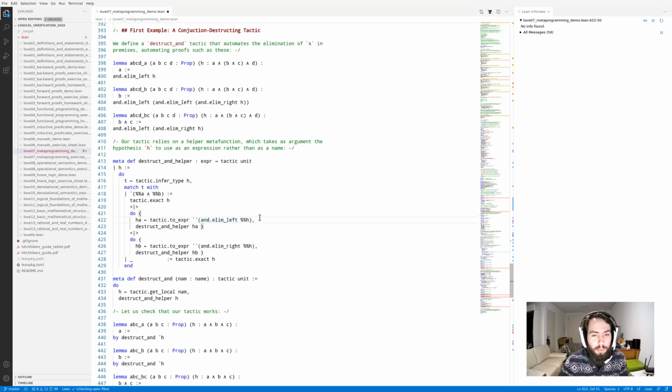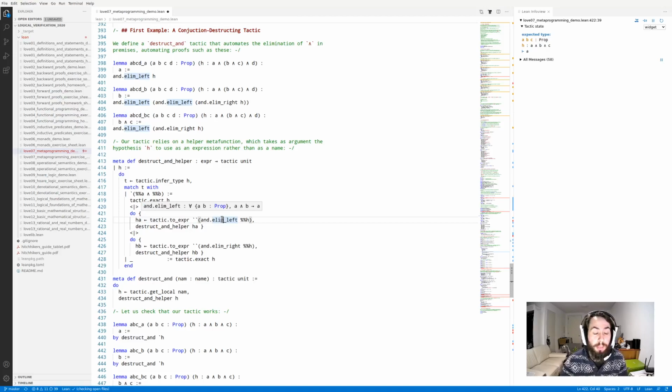Why do we do that? Well, if you look at and.elim_left here, it takes two implicit arguments and then the hypothesis that we're eliminating. If we were to construct a fully elaborated expression ourselves, then we would have to give this a and b explicitly. And when we do it like this, we can do what we usually do when we write Lean, which is leave the a and b implicit and let Lean figure them out. This is going to work exactly the same. It's just less work for us.